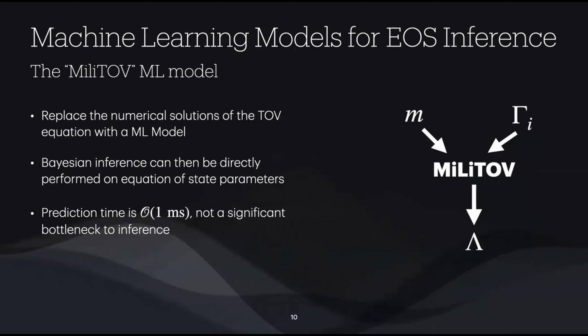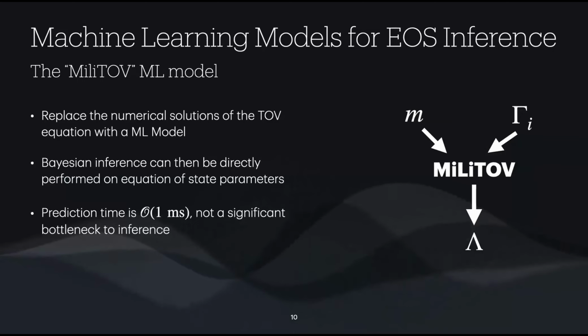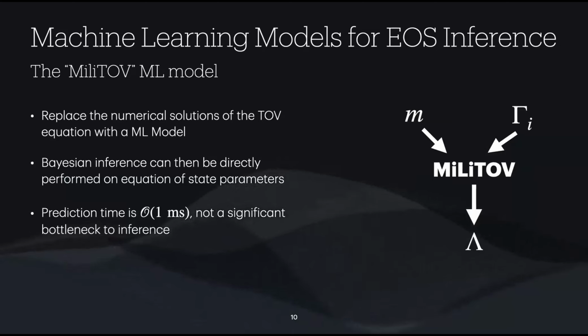So that really brings me to my work that I've just started developing, which is a machine learning model for EOS inference. It's something I'm calling the Militov solver. The idea is to replace numerical solutions of the TOV equation with a machine learning model. For those of you who are visual learners, you consider it a black box: you take in a mass and adiabatic indexes into the Militov model, and then it spits out a tidal deformability. And this is a really fast process, which means it can be done during the Bayesian inference.